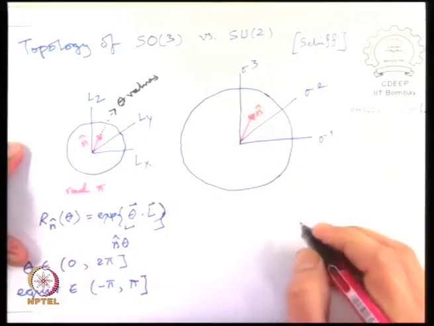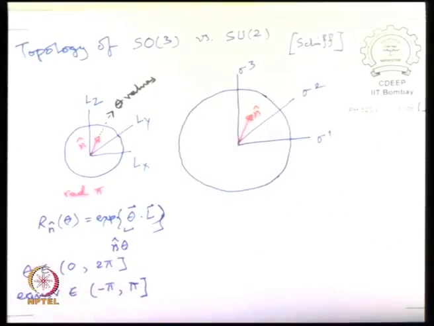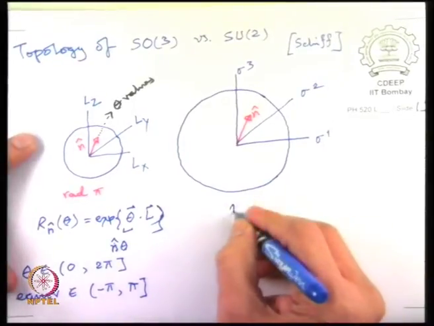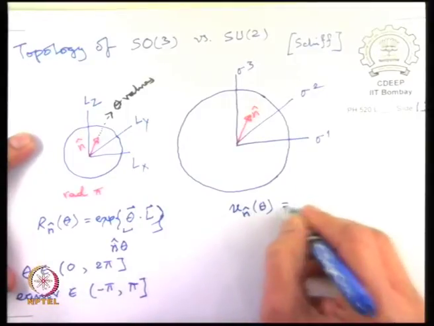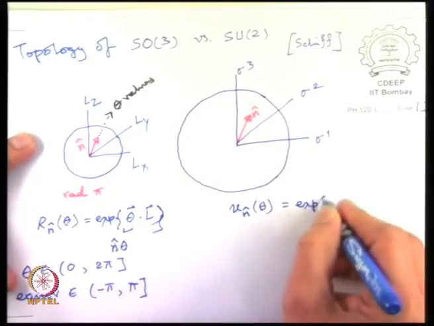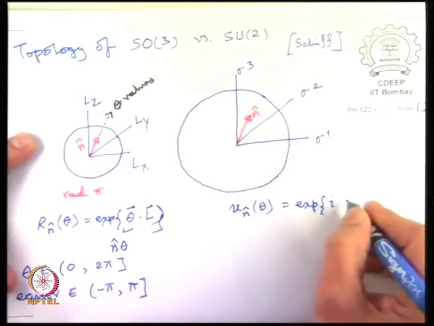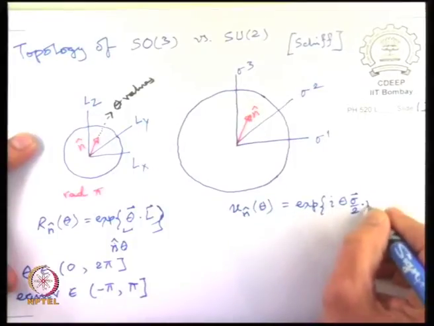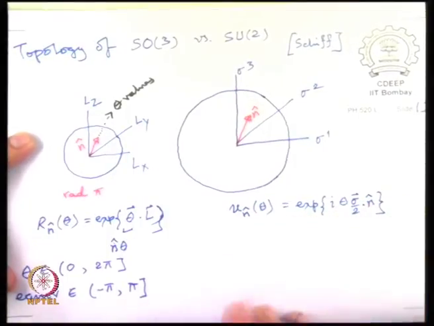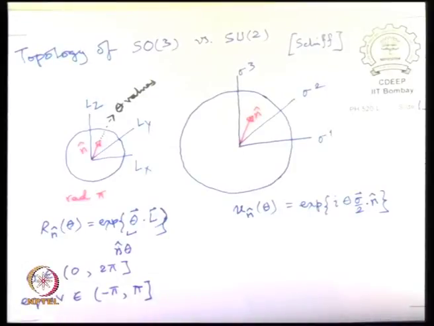So put n cap, here we have U(n cap, theta) as the exponent of i times theta times sigma by 2 matrices dotted with n cap. Except that now theta goes from 0 to 4 pi.